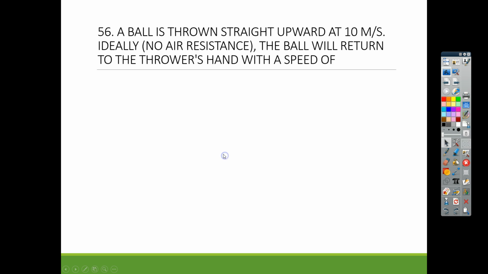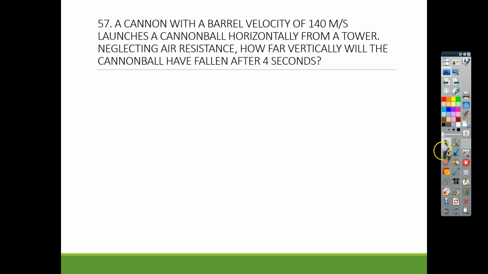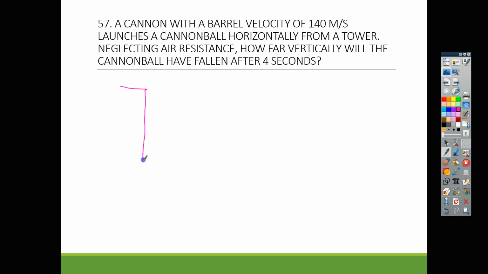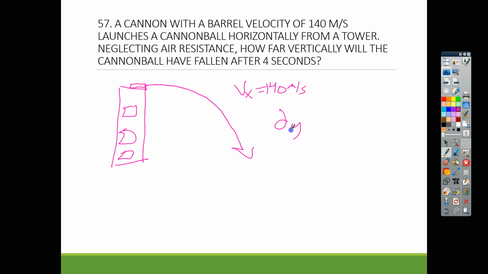And finally, the very last one, yay, is a cannon with a barrel velocity of 140 meters per second launches a cannonball horizontally from a tower. So here's a tower, and here is our cannon, and our cannon shoots. And it says how far vertically will the cannonball have fallen after 4 seconds. So it's shot with a velocity like this, and it comes out and hits the ground. So the velocity in the x is equal to 140 meters per second. But once again, we don't worry about that because we're worried about how far it falls vertically in 4 seconds. So this is horizontal. We really don't even need it.